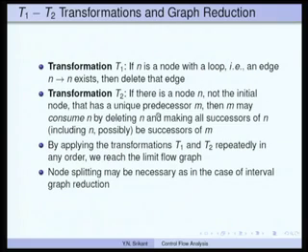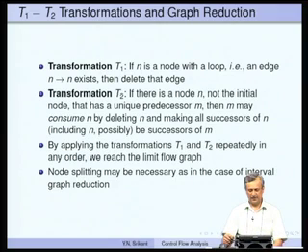So, now we start looking at one other type of transformation. So, we saw reducible flow graph definition using forward edges and back edges. We saw reducible flow graph definition using intervals. Now, let us look at T1 T2 transformations and see how we can reduce graphs and define reducibility.